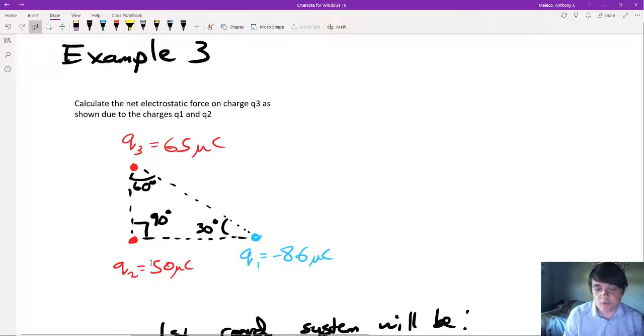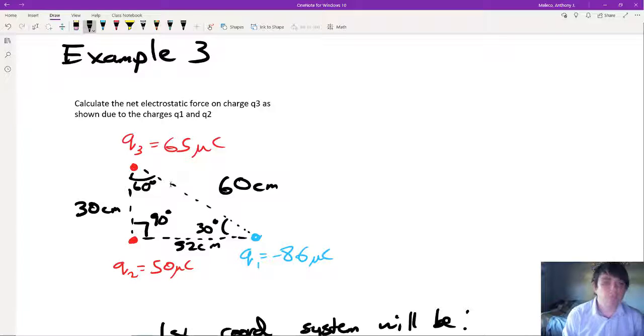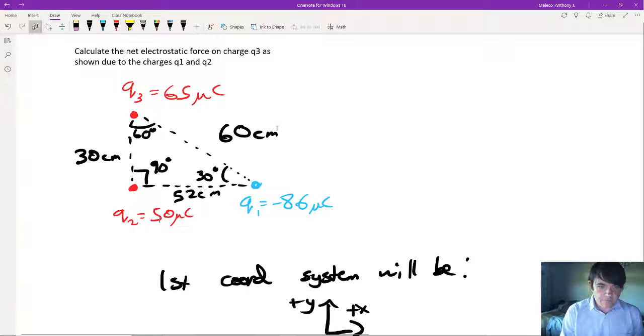I would say Q2 is closer to the charge than Q1 is, so it should have more of an effect. Oh, I forgot to put up the distances, sorry. These would be given to you. So 30 centimeters, 60 centimeters, and 52 centimeters. Sorry about that. Okay. So those would be given to you.